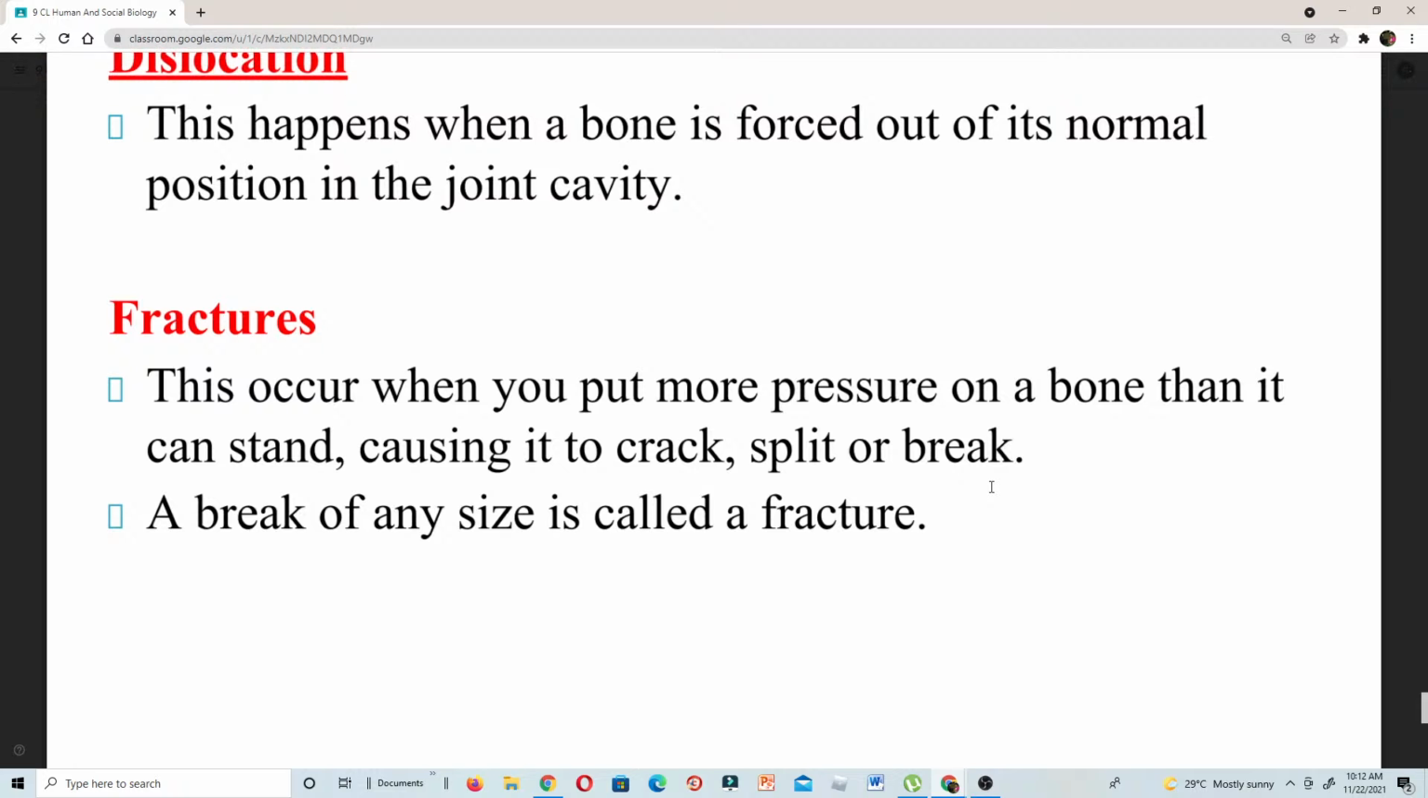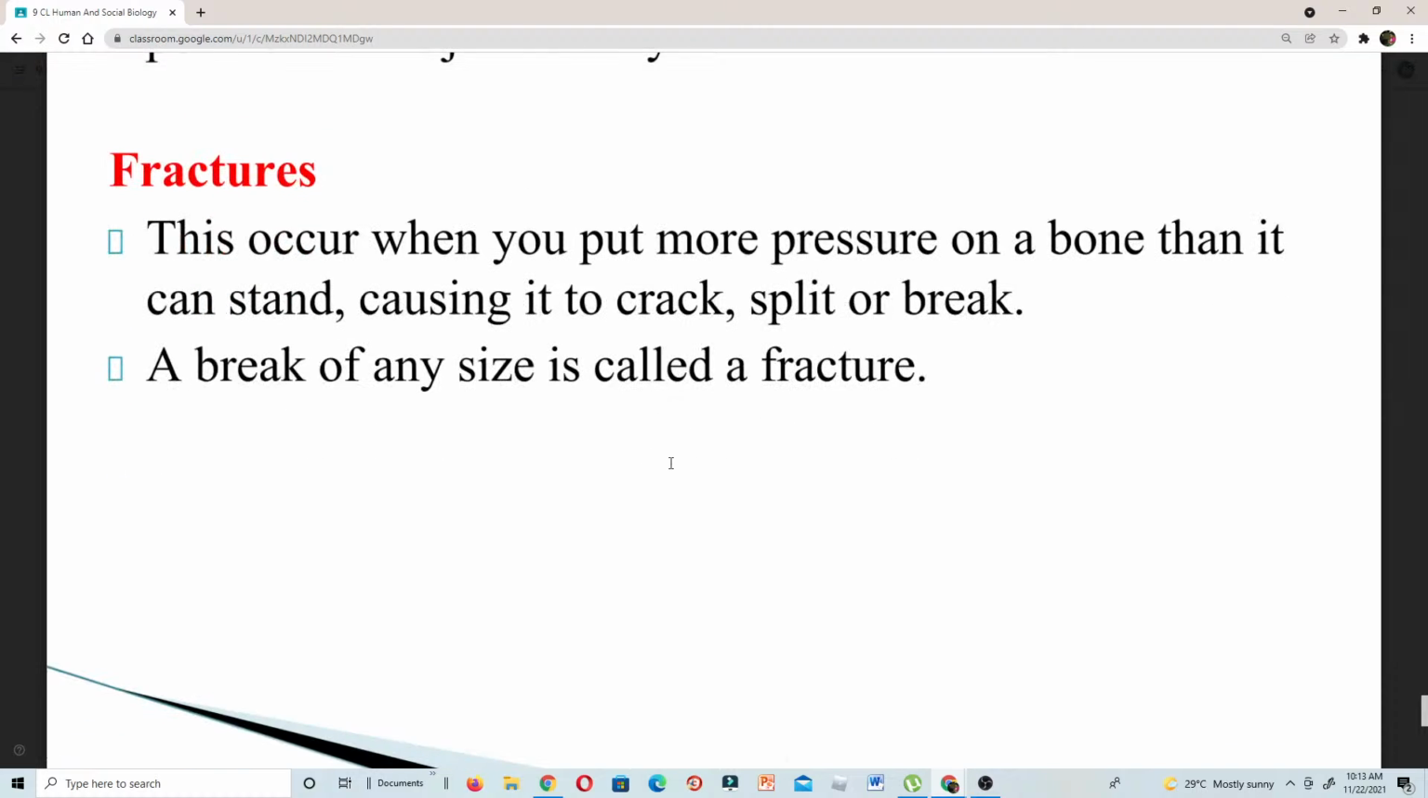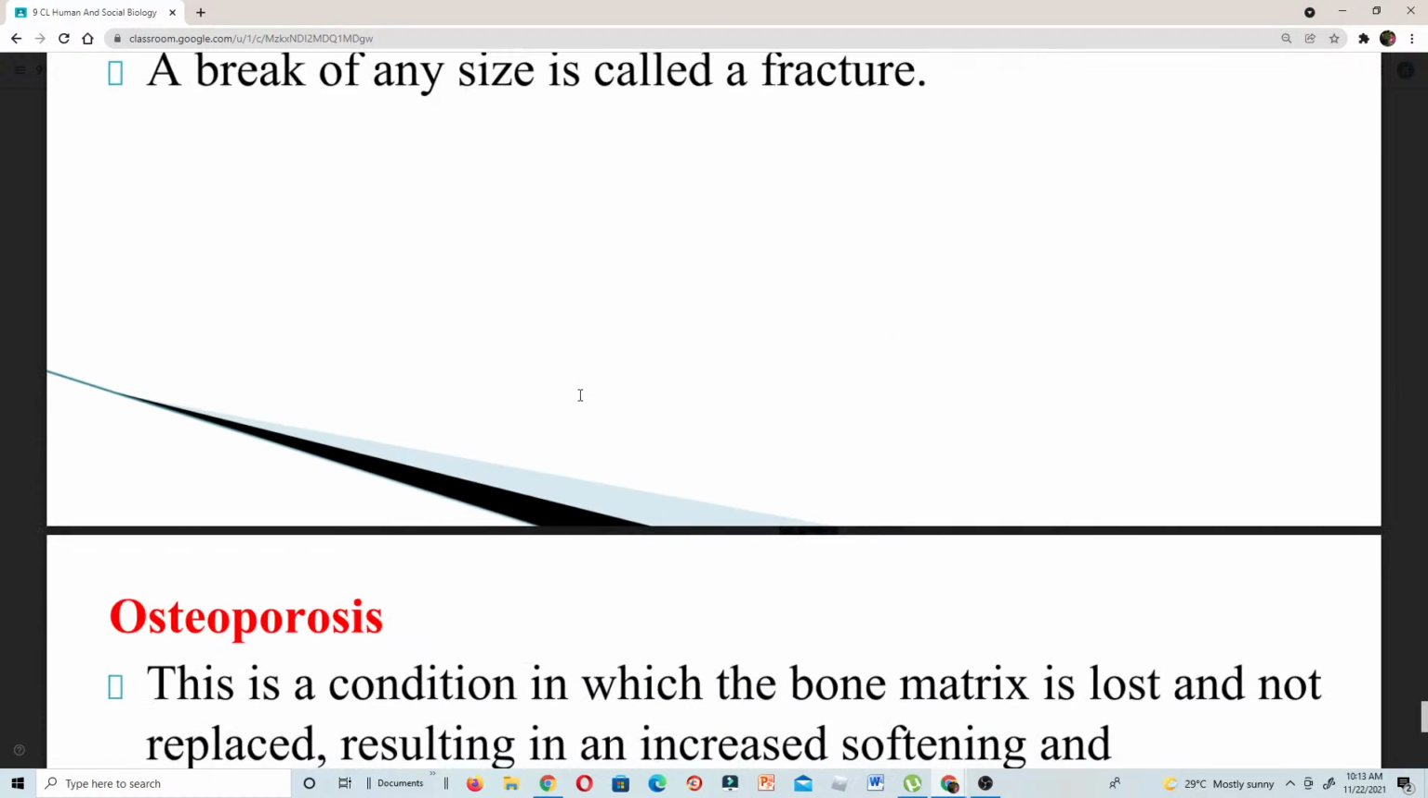If it cracks, we normally call it a soft fracture or incomplete fracture. And once it actually breaks, meaning it literally breaks in two, then definitely it's a complete fracture. So a break of any size is called a fracture. So rather than saying your hand is broken, when you go to the doctor, if they are writing a prescription or any medical report, fracture is the word they would be using and not break.